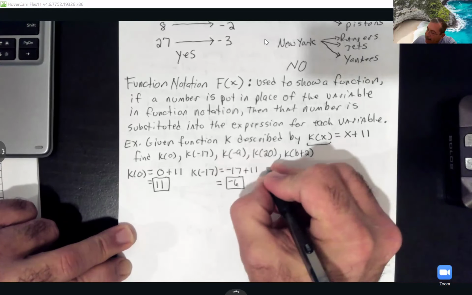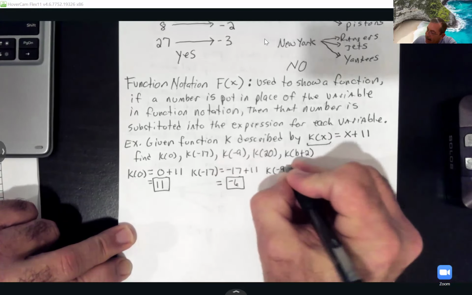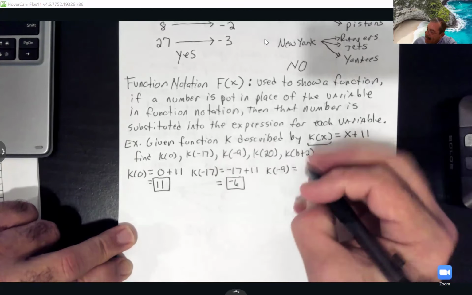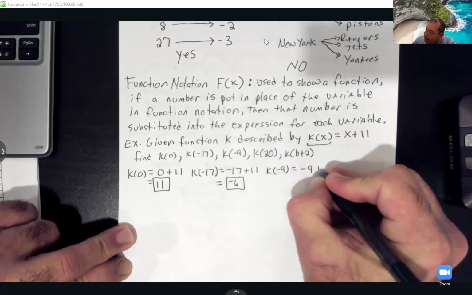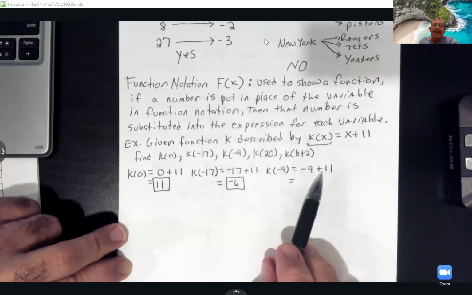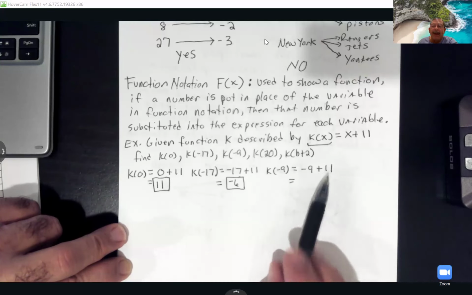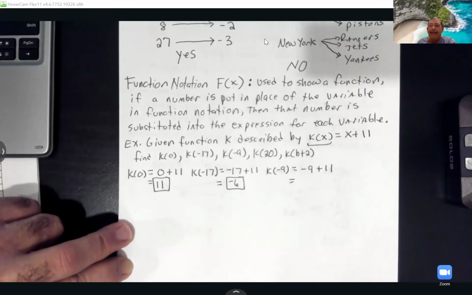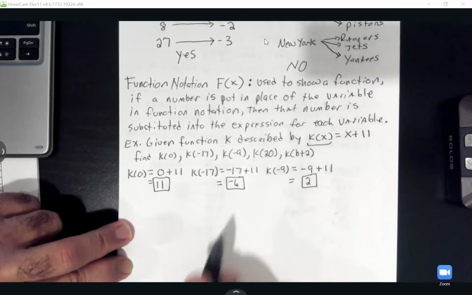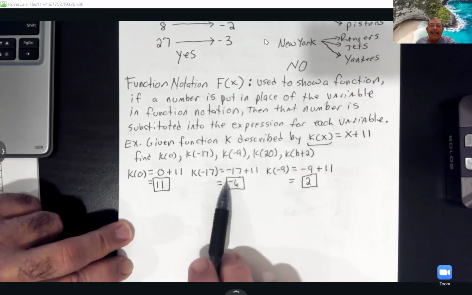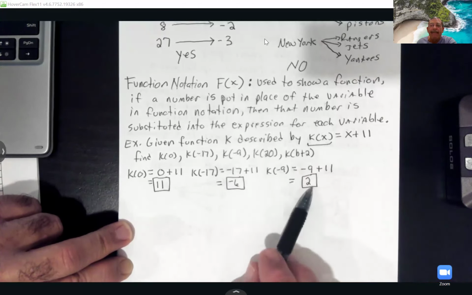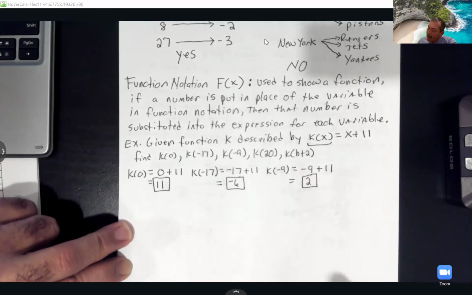All right, then we got k of negative 9. So put a negative 9 in for the x. I get negative 9 plus 11. All right, so you got unlike signs again. So what about this one? A negative 9, positive 11. 2. So y'all notice when you add these unlike signs, the answer always has the sign of the largest number, okay? All right, let's see what we had next.